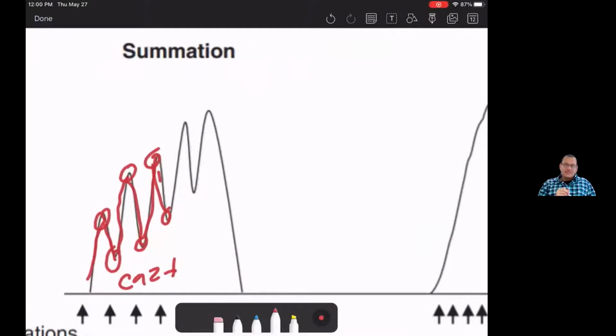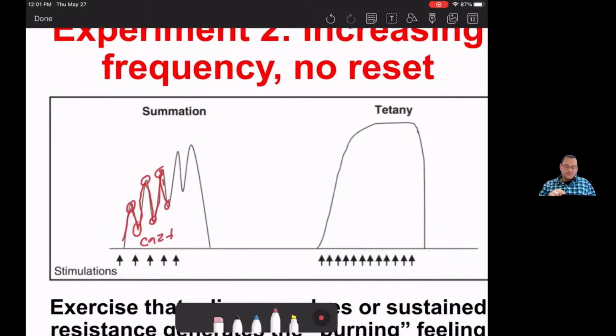So this, as far as exercise goes, is kind of like pulsing. I'll show you the example in class, but it's almost like if you're doing a lift, or some sort of running or exercise or movement or anything, and you're not resetting pretty much at all, but you're still kind of moving with it. That's how you can get up to summation.